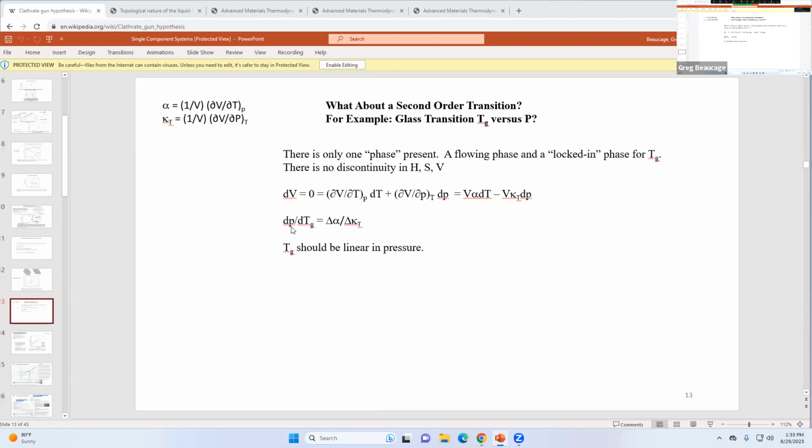So the first thing in the book, he goes through this business of how you can define the pressure dependence of the glass transition temperature, say. So he says there isn't really a different phase formed when you make a glass. The liquid goes to the glass, and the density is the same above and below. So at the point of the glass transition, it's not like a two-phase system.